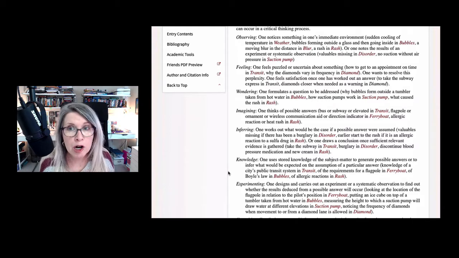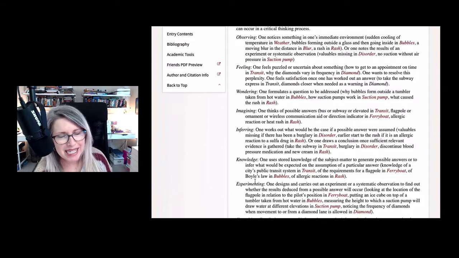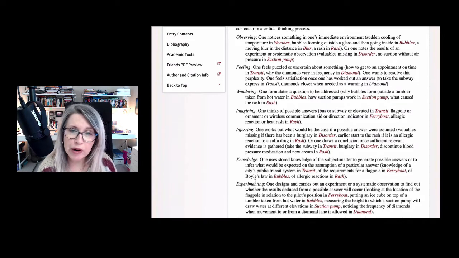So now I'm going to infer. I'm assuming. But they did that. They did that like instantly. Knowledge. Oh, a big skip step. Big skip step. Right? One uses stored knowledge of the subject matter.